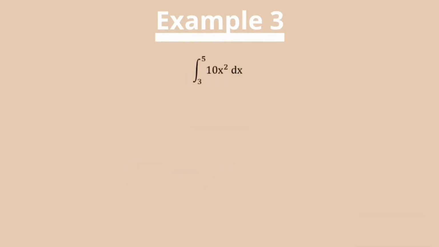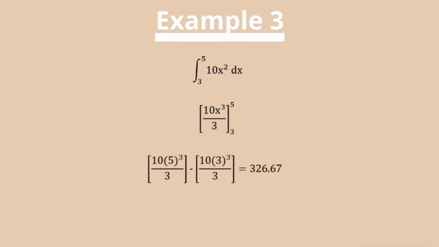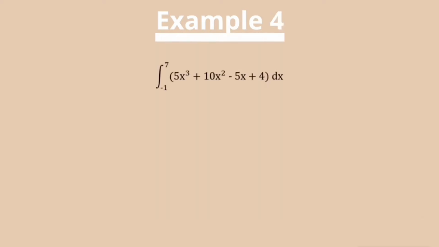In this question, we are integrating 10x squared between 3 and 5. First we add 1 to the power of x, so the new power is 3, and we divide by the new power, so we divide by 3. Then sub 5 in wherever you see x and subtract when 3 is subbed in. You get an answer of 326.67 on the calculator.